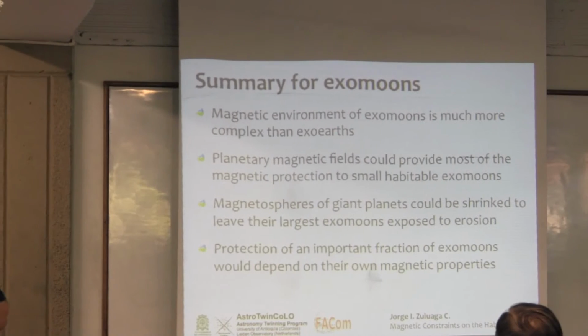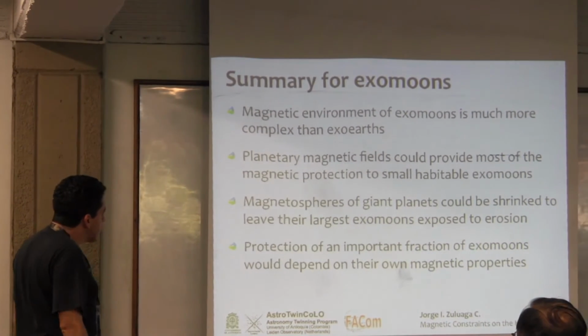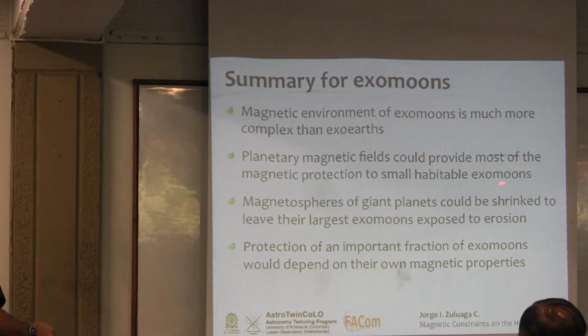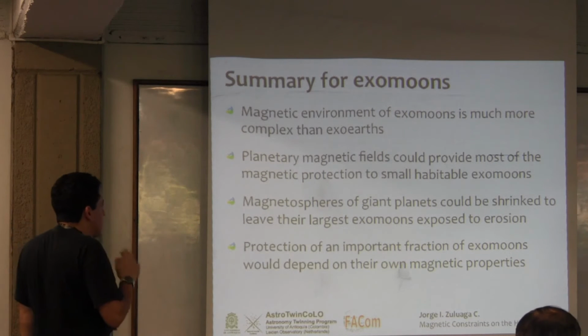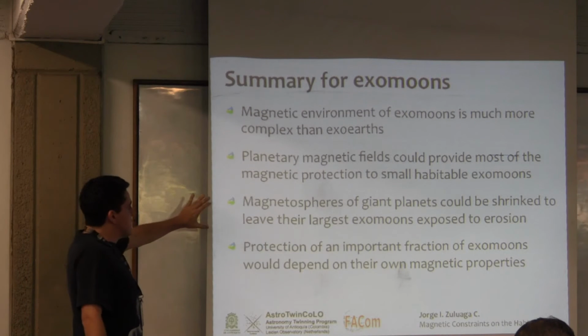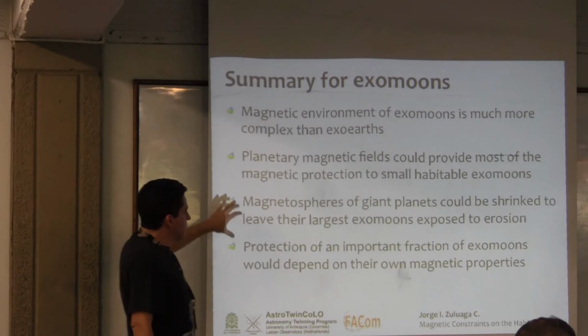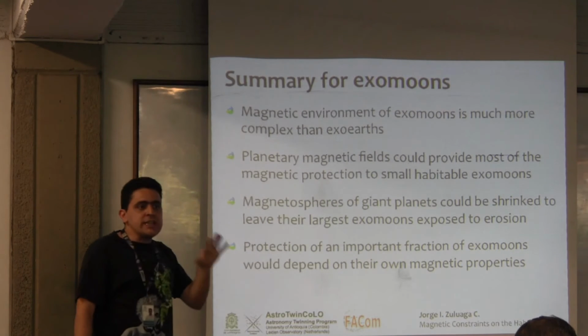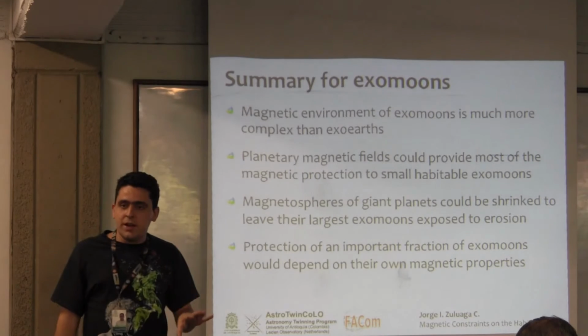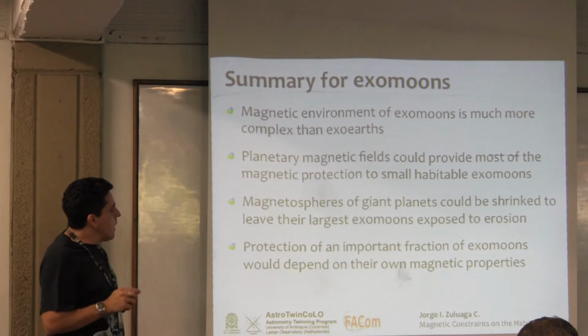Okay, the summary, for example, is that the magnetic environment is much more complex. The magnetic field provides most of the magnetic protection, but the magnetospheres of these planets are weak if they are closer to the star, and also inside this magnetosphere you will feel very different effects that affect habitability.